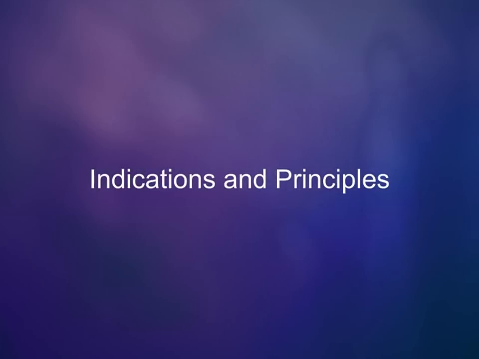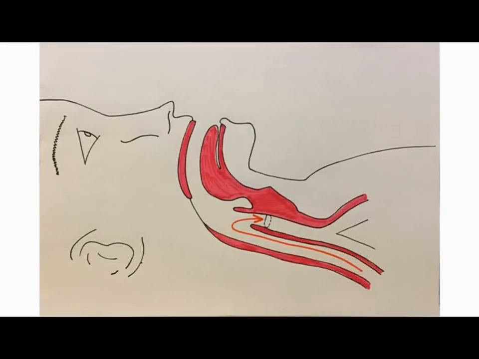Rapid sequence induction is a technique used for induction of anaesthesia for a specific group of patients grouped under the heading of full stomach. At the induction of anaesthesia, the tone of the lower oesophageal sphincter relaxes, which for patients with full stomach puts them at risk of potential regurgitation and aspiration of stomach contents.